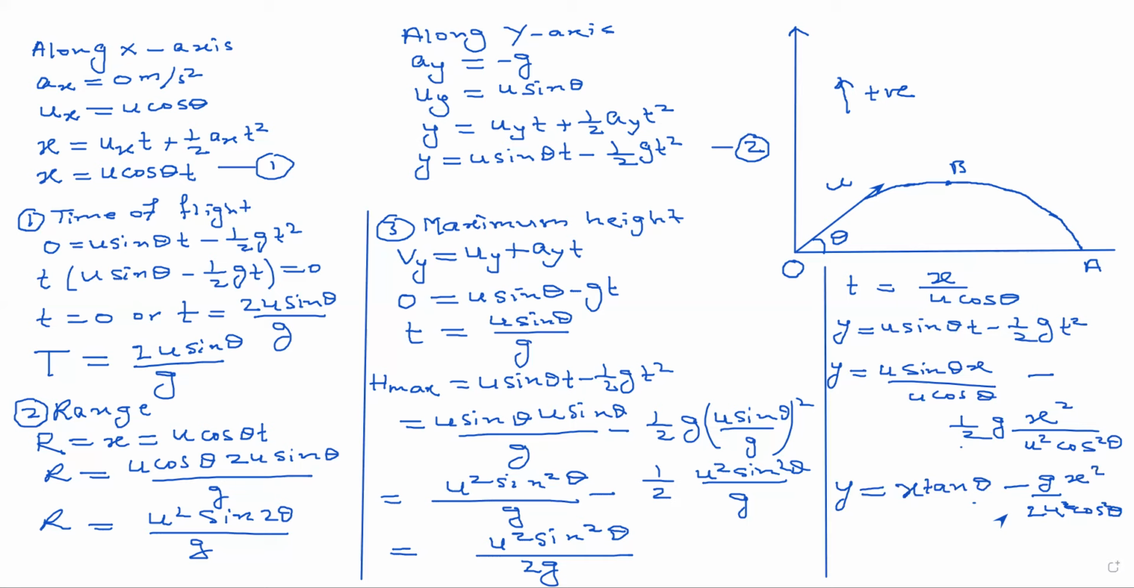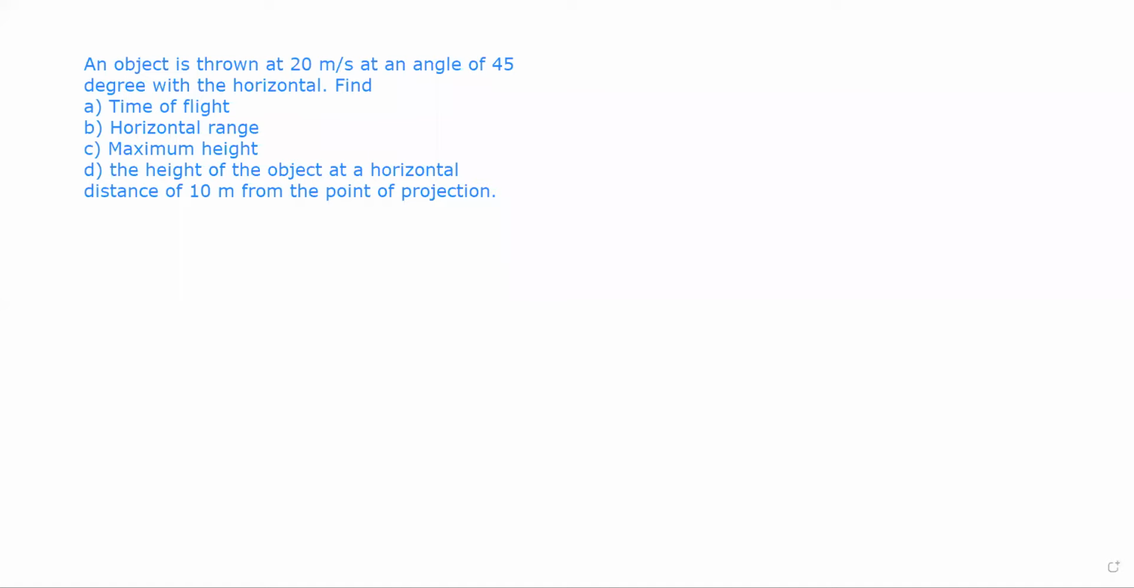Now, to illustrate the use of the core formula that we discussed right now, let us see a simple question. An object is thrown at 20 meter per second at an angle of 45 degree with the horizontal. Find the time of flight, horizontal range, maximum height, and the height of the object at a horizontal distance of 10 meter from the point of projection. So let us do part A.